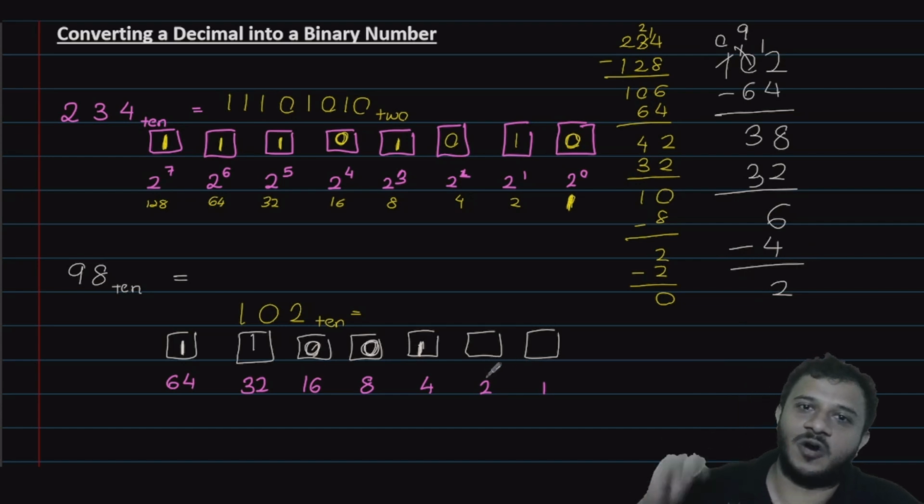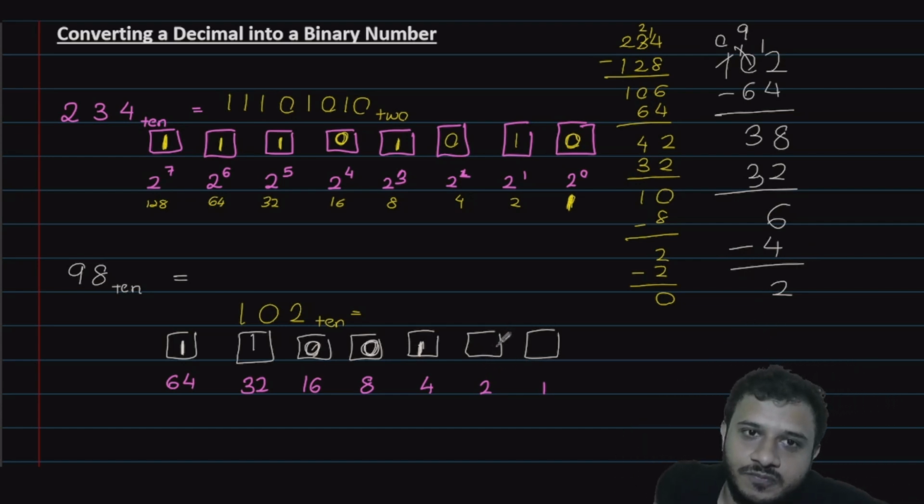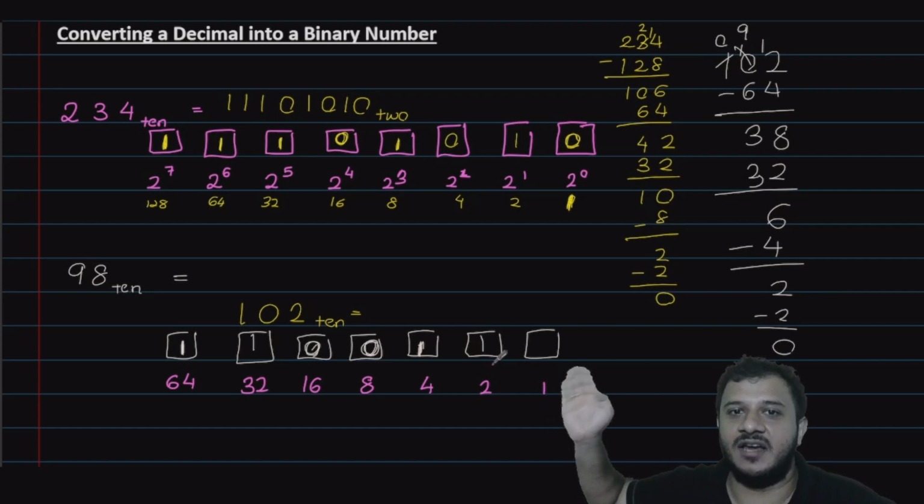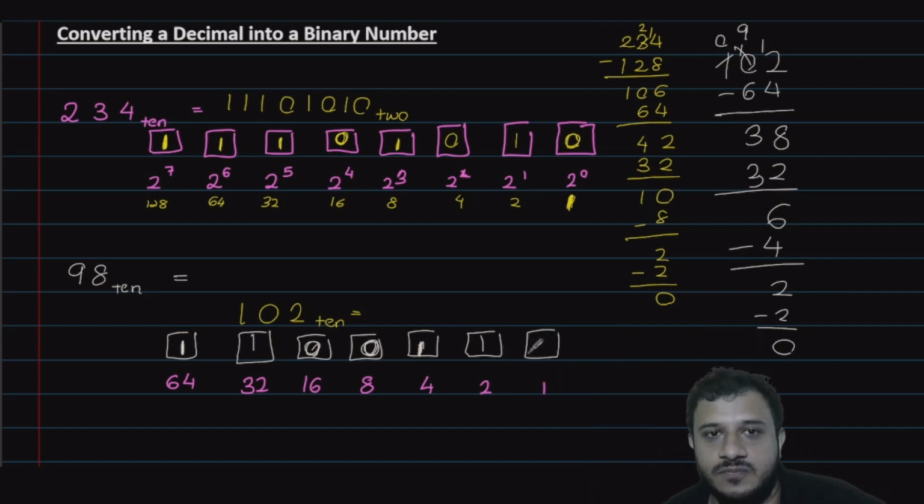Can I take a 2 out of this 2? Yes. So once I take the 2 out, I'm going to be left over with a 0. Can I take a 1 out of this 0? No. There we have our number then. The binary number is 1, 1.